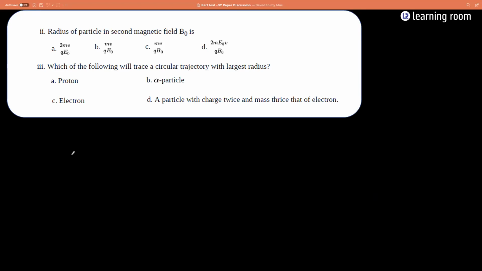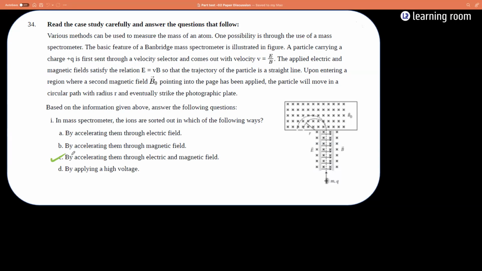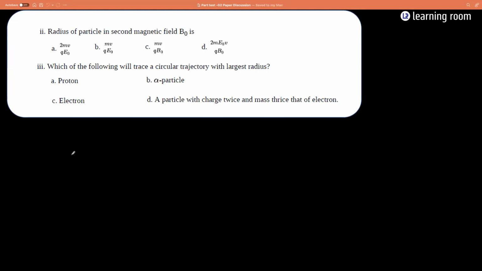Radius of the particle in the second magnetic field B naught. So what will be the radius, guys? Very simple, R equals MV divided by QB naught. So which of the particles will trace a circular trajectory with the largest radius? Proton. Proton. Alpha particle has 4 times the mass. Alpha.